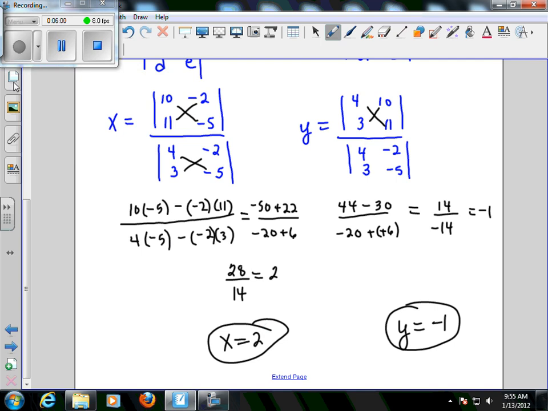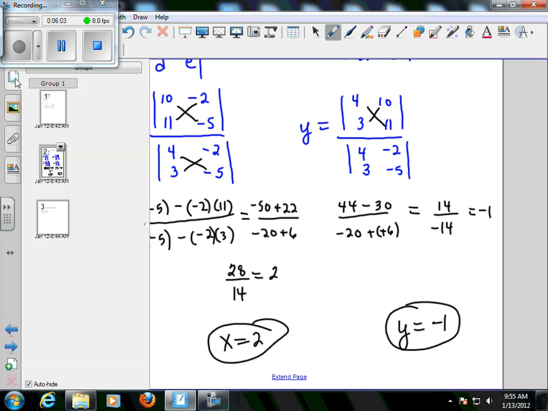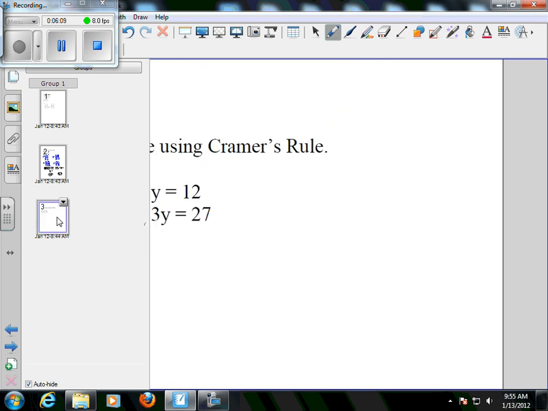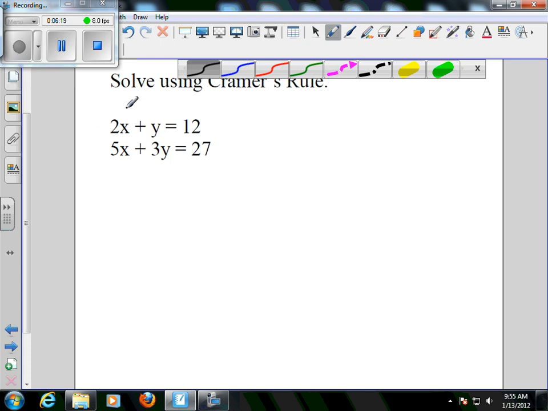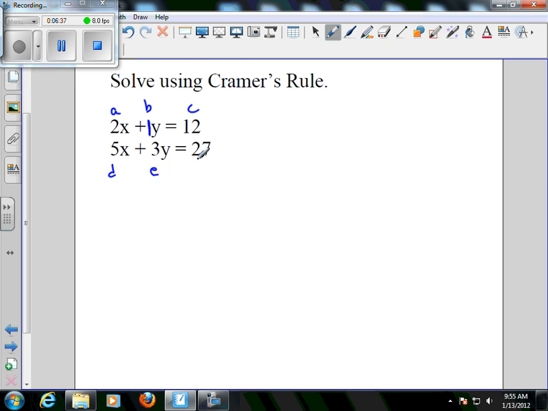So let's take a look at another example. We're going to do the same thing. I can bring this next problem up. Okay. So again, we need to label our variables like before. I shouldn't say variables, they are coefficients. We don't have a number listed in front of the y, so put in a 1. So we have A, B, C, D, E, F.